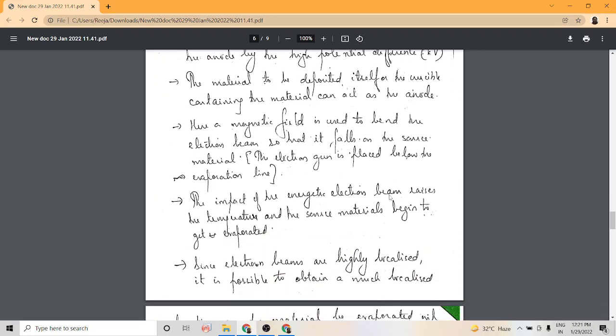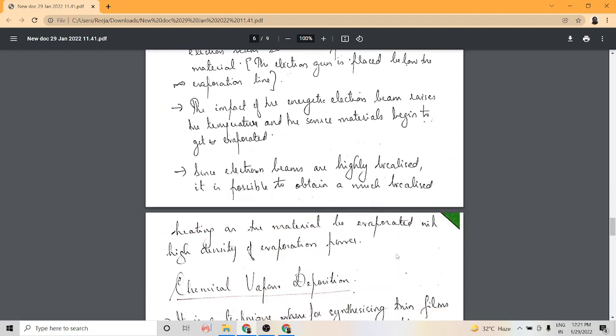Now, the energetic electron beam raises the temperature, and the source material begins to evaporate. Since the electron beams are highly localized to a very small area, it is possible to obtain a much localized heating of the material to be evaporated with high density of evaporation power.